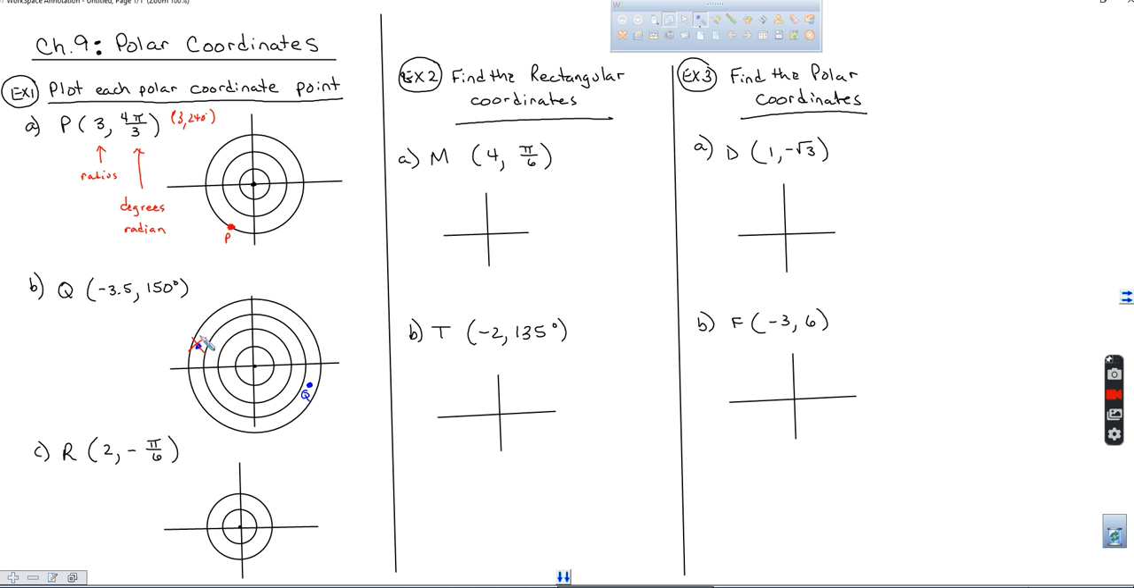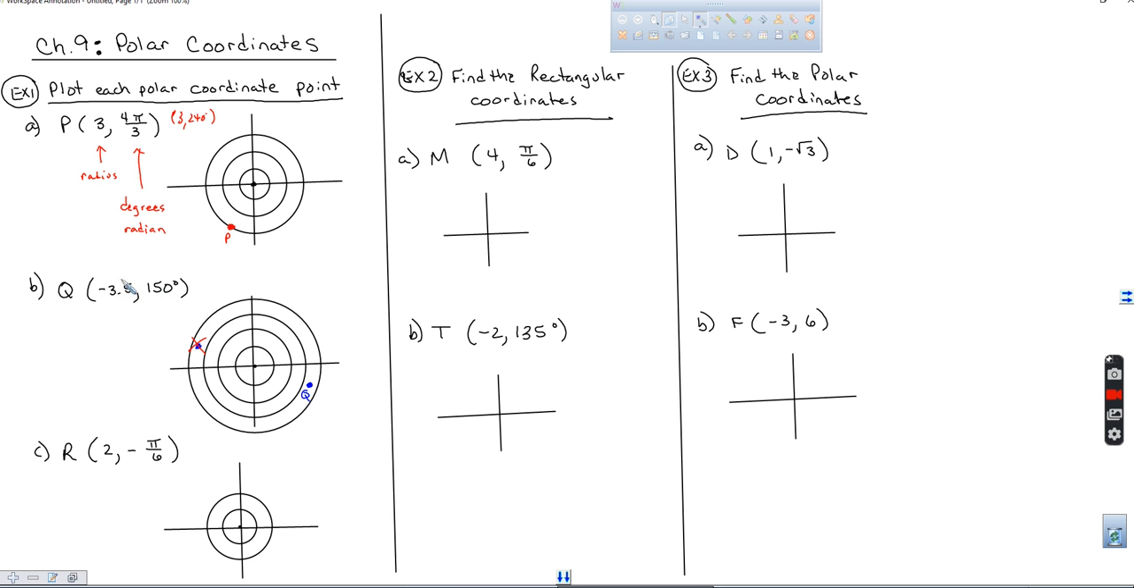We took 150 degrees here. But because the negative was in front, the negative actually means to reflect it across the origin, and we actually end up over here. So a negative doesn't mean to start on the left. It means since the radius is only positive, you're going to go 3.5 units long in the radius.